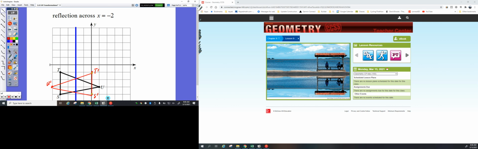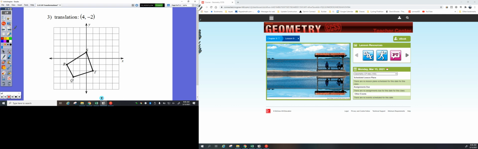All right. So then when we get into translation, okay? A translation is just taking an image and sliding it in some direction. Okay? And this direction is right here. This is kind of like a vector. Okay? We're going to use this. This tells me how many places to go horizontally, how many places to go vertically. X is horizontal, Y is vertical. Okay? So it's a positive 4, a negative 2. So this means that I'm going to go to the right 4, down 2 for every point. So I'm going to go to the right 4, down 2. That's S prime. Right 4, down 2. That's T prime. Right 4, down 2. That's Q prime. And then right 4, down 2. That's R prime. And then we just connect it.